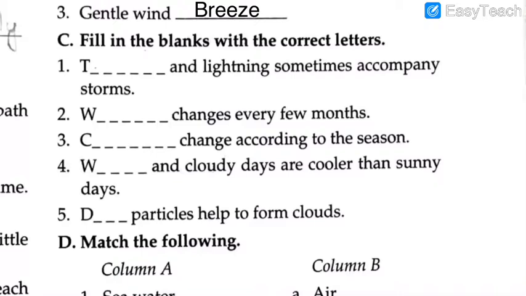0. Did you get the answer? What is the correct answer? The correct answer is, let me write the answer here in the blank. It's thunder. What is the spelling? Thunder. So that means it is thunder. Thunder and the lightning sometimes accompany storms. So my dear students, please write the answers properly.